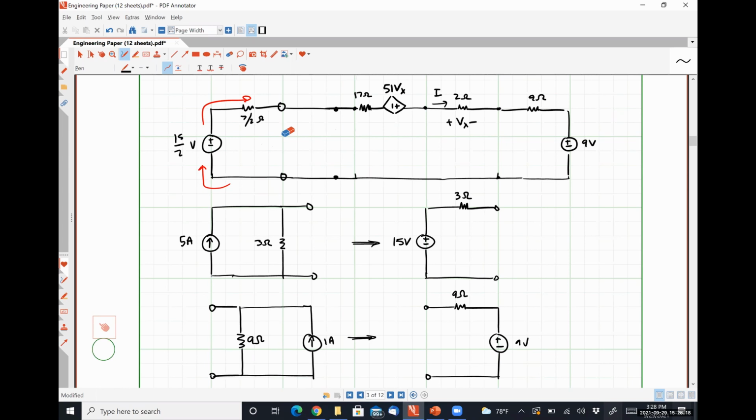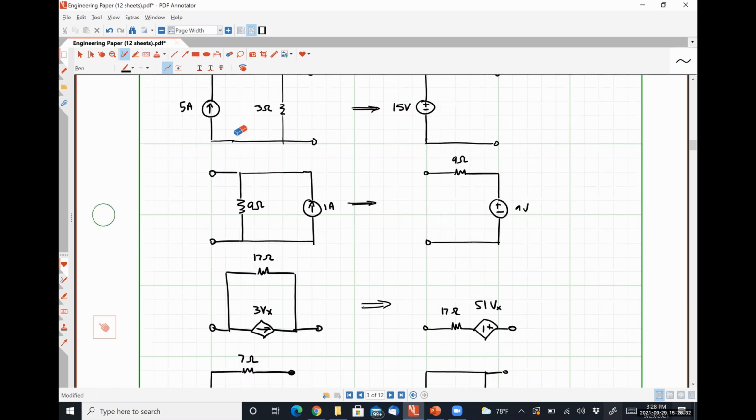Okay. All right, so are the rules for applying source transformation clear? Let's start there. Hopefully reasonably clear. If we have a voltage source in series, yes, ma'am. Sure.